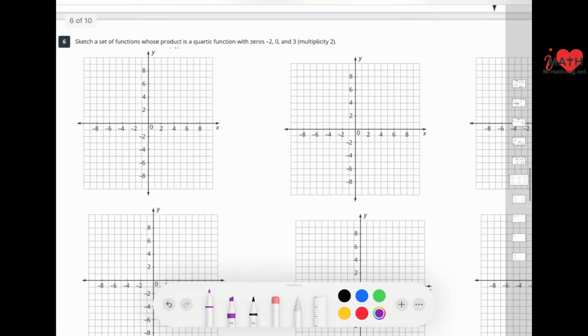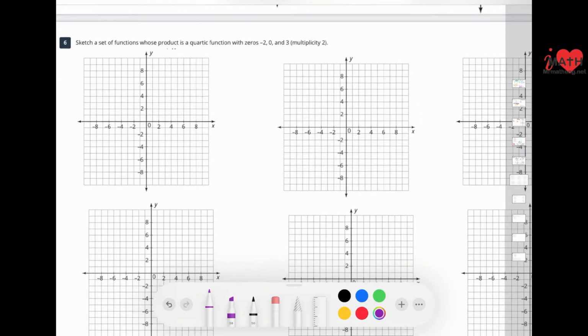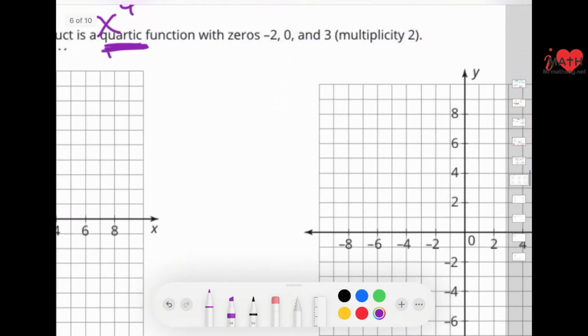Okay, number 6 is a little bit different. It says sketch or draw, so you're going to draw something. A set of functions whose product builds a quartic, so to the fourth power, and has zeros. Let's try to color code this. X equals -2. X equals 0. And x equals 3 with a multiplicity.